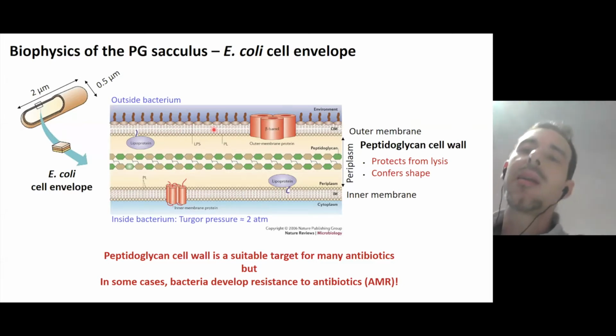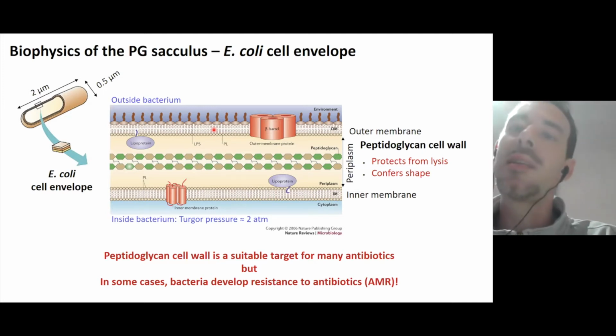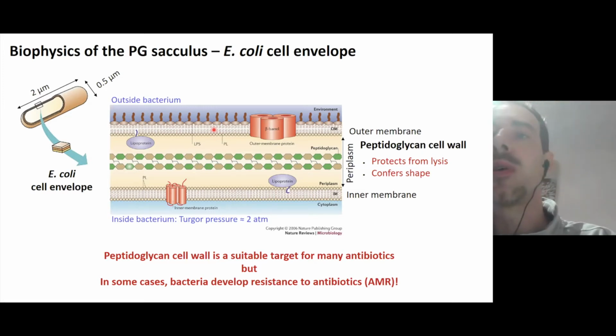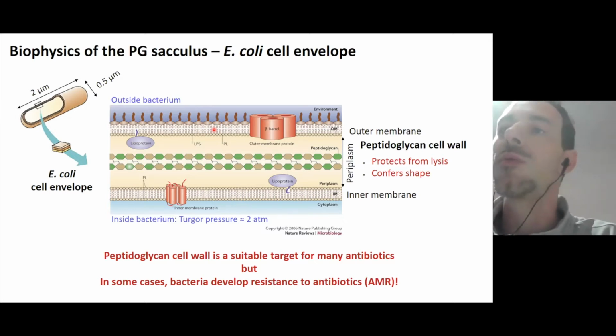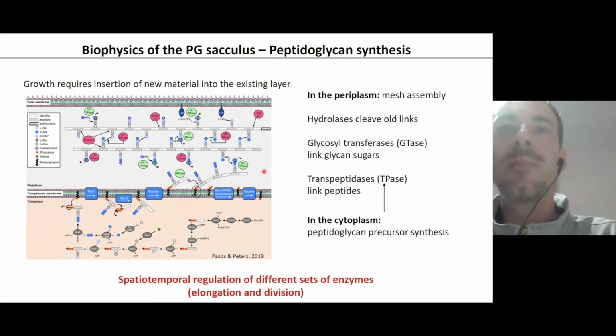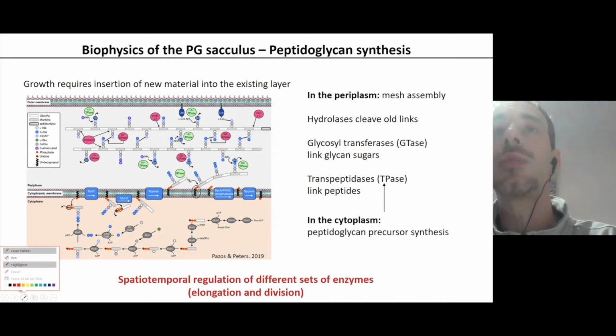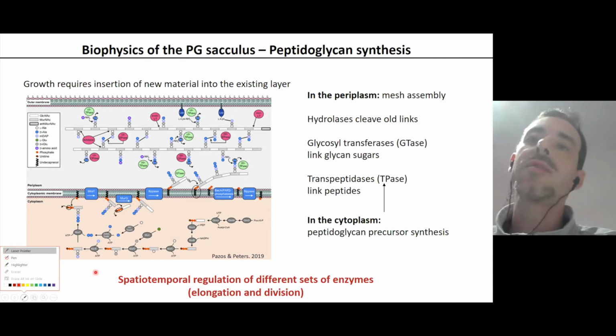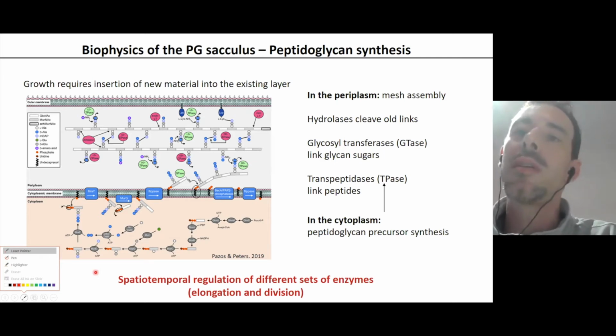So peptidoglycan is important, and for that reason it is also suitable for being targeted by several antibiotics. Unfortunately, in some cases, bacteria are able to develop resistance to these antibiotics, and in this case, we are going to talk about antimicrobial resistance. The cell grows, and during growth it needs to enlarge the PG sacculus and insert new material into the old existing layer. This is a complex mechanism, so here is just an exemplification of how it works, very quickly.